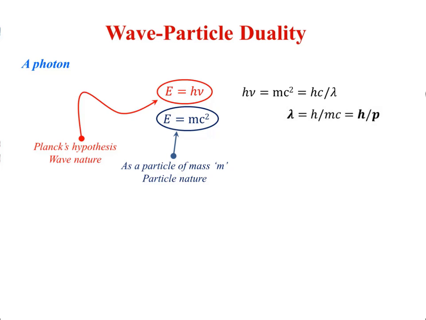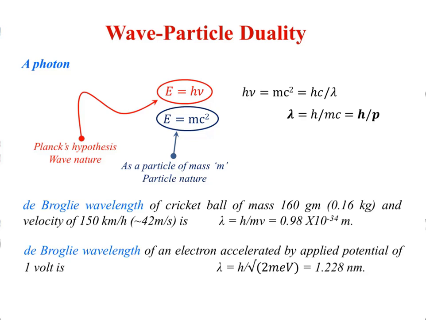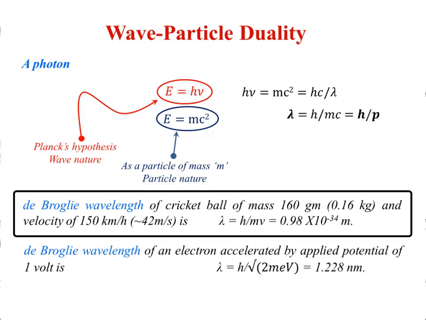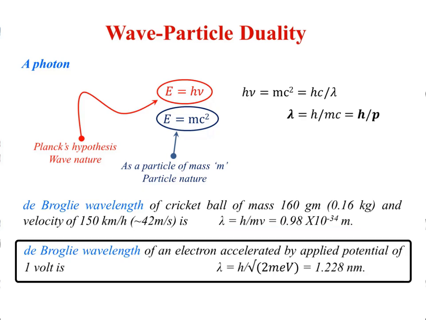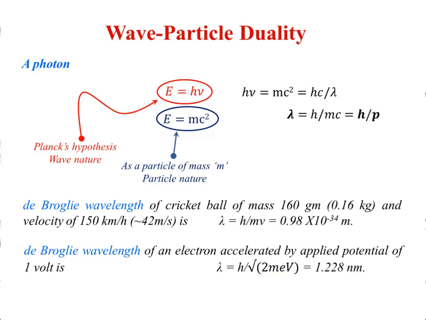Let us get acquainted with the estimates of the order of de Broglie wavelength. For this, let us take the first example of a cricket ball. If we put in the values of its mass and typical velocity, then the de Broglie wavelength for the cricket ball comes out to be of the order of 10 to the power minus 34 meter, while the de Broglie wavelength for an electron accelerated by a 1 volt potential is 1.2 nanometer. So there is a huge difference between these two wavelengths.